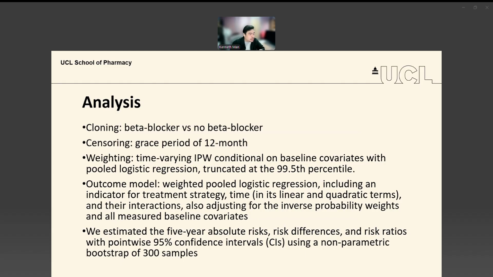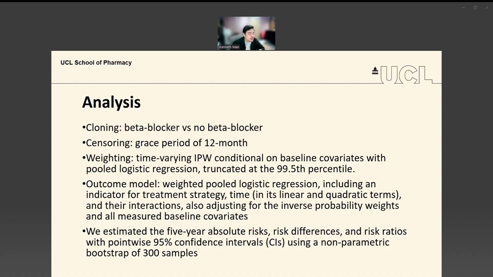In the cloning step, we assigned two copies. One copy is to the beta blocker group, the other copy is to the no beta blocker group. And we applied the censoring on whether or not the assigned treatment strategy was being adhered to, with a grace period of 12 months. Then we applied the time-varying inverse probability weighting conditional on the baseline covariates with a pooled logistic regression, truncated at the 99.5 percentile for the weighting.